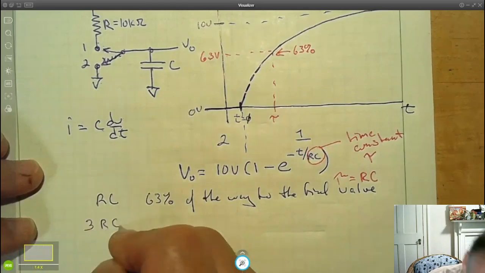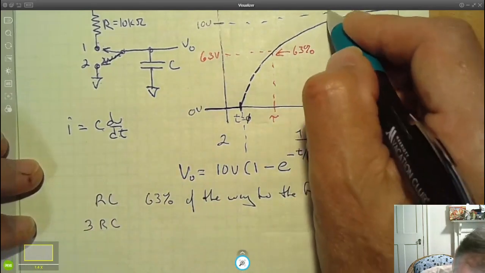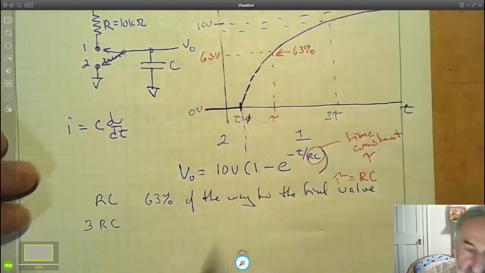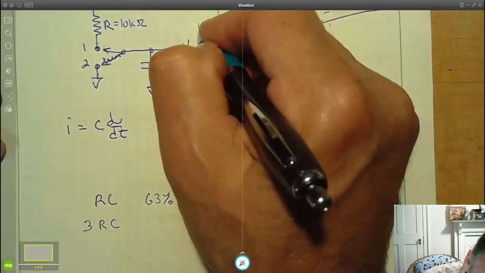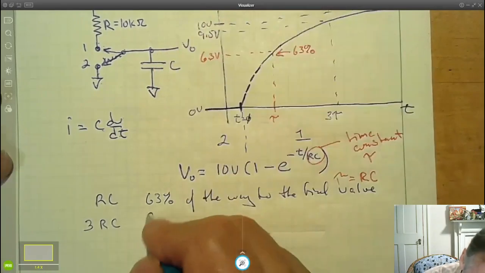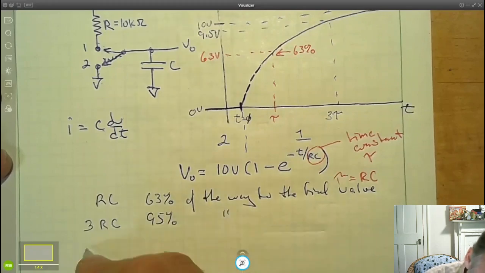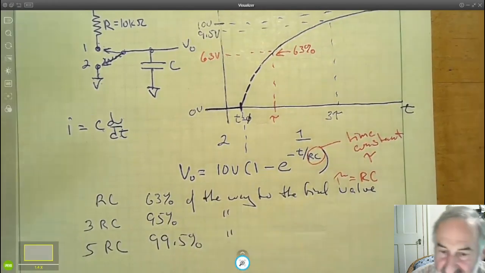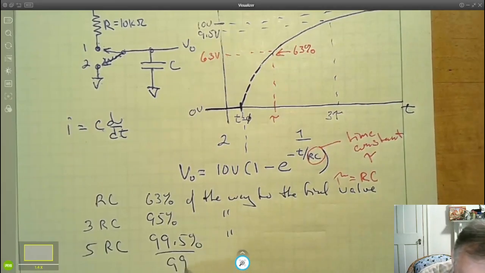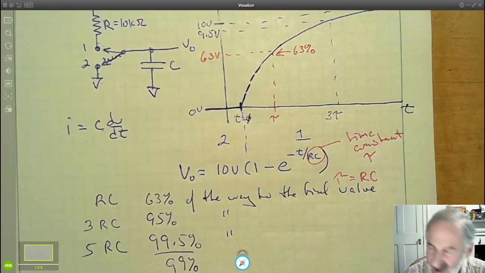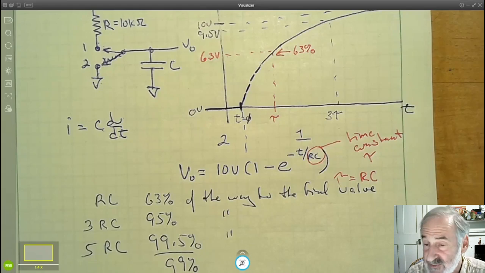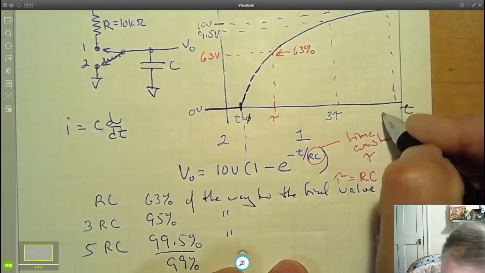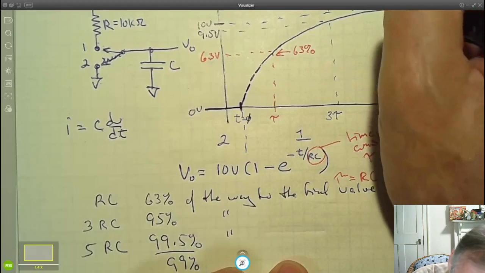At 3RC, we're at 95% of the way. And at 5RC, we're at 99.5% of the way. Now, I will usually just call this 99%. I'm not going to worry about the 0.5%. But when you do problems, you can either use 99%, you can use 99.5%. I'm not too fussy. So out here at 5 tau, we're going to be at 9.9 volts.